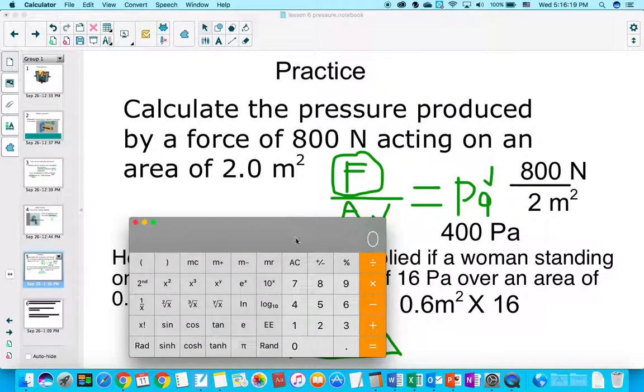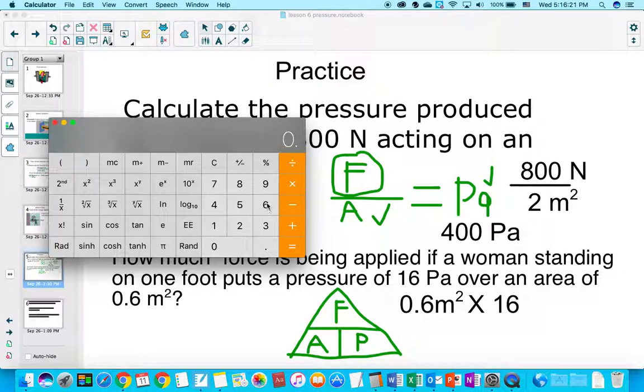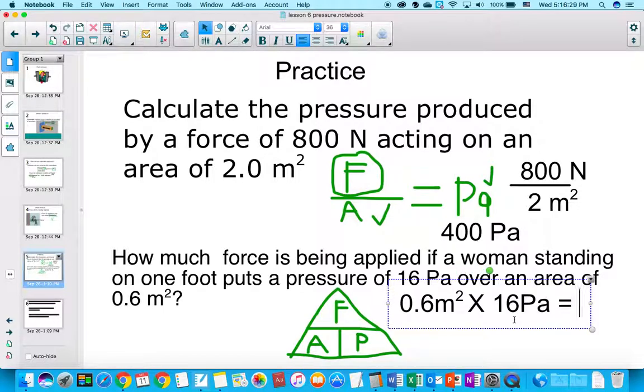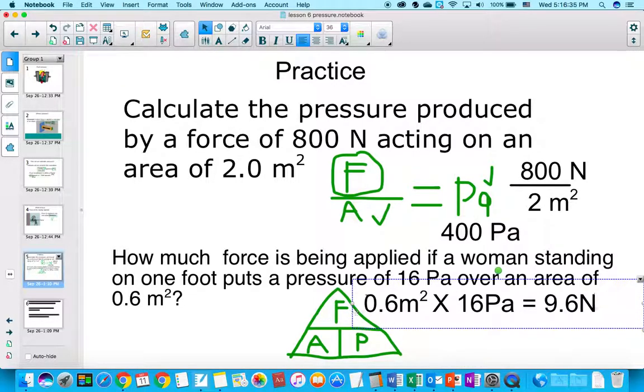So let's pull up our little calculator here. We go 0.6 times 16, 9.6. So that should be 9.6 Pa, or sorry, newtons. I have my calculation. It's correct because, again, we follow this triangle. We have area and pressure, so A times P gives us F. So we have our newtons. 9.6 newtons of force are applied.